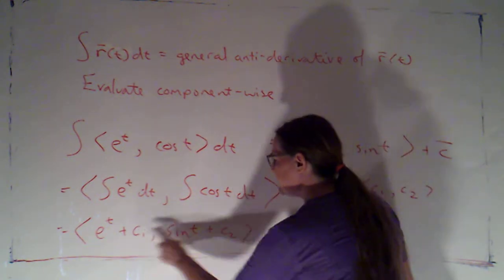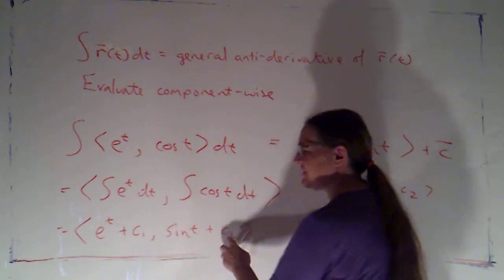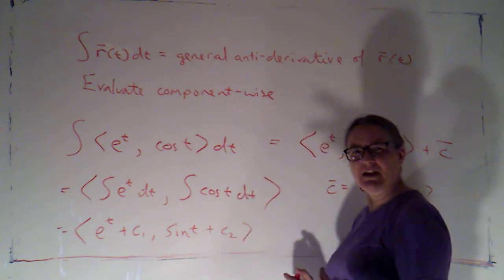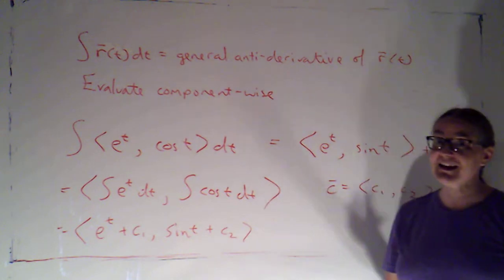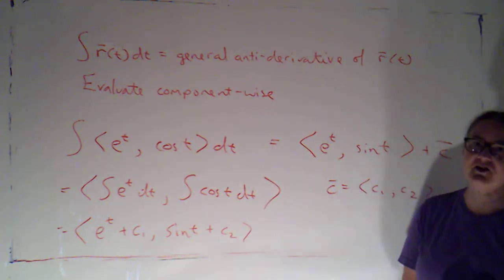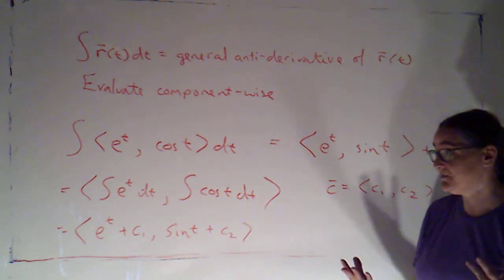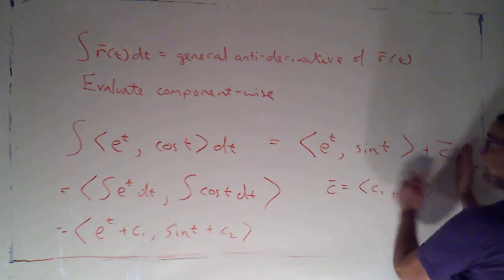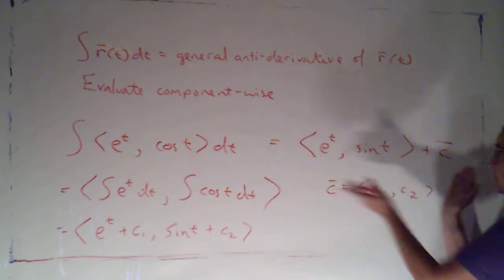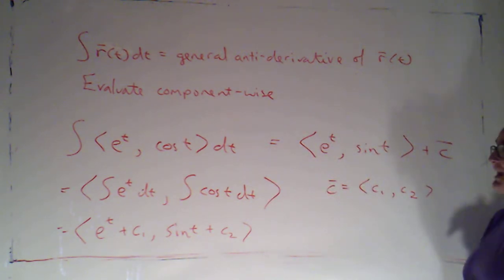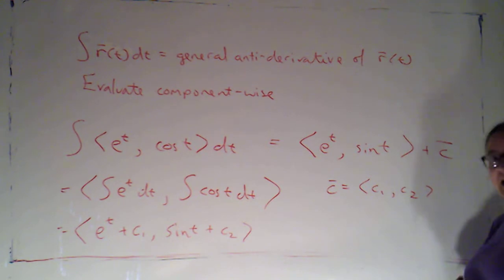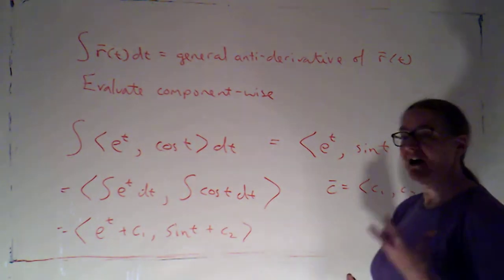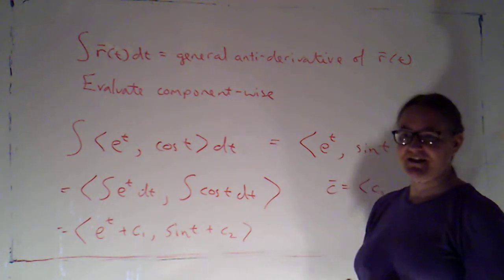If I'm writing the individual constants of integration, I'm so used to writing just plus c, it's really tempting to write plus c, but then it looks like I have to have the same constant of integration in both terms, and I don't. Okay. So I generally prefer this, but either method is totally fine. We get the same thing either way. We're getting a family of functions, and it's all functions that are antiderivatives of the original function r of t.